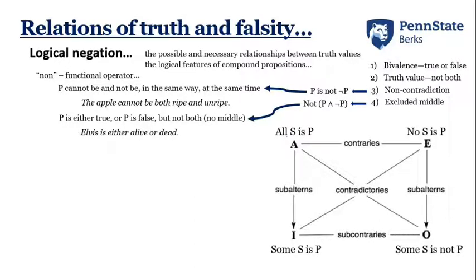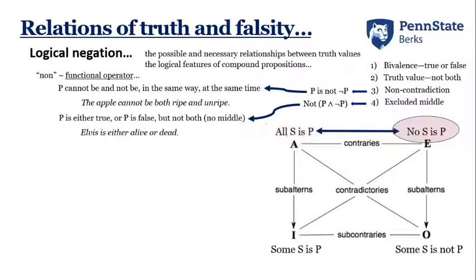Elvis is either dead or alive. Those are your two choices. There's nothing there in the middle, okay? If we're going to see this on the square of opposition, we would say that either all that which is Elvis is alive, or no, that which is Elvis is alive. One of those two things is going to be true. These are contraries, we would at least say, using the square of opposition. So this covers logical negation and the functional operator of non.